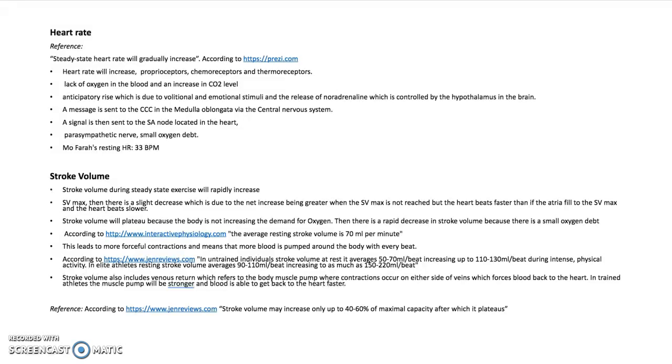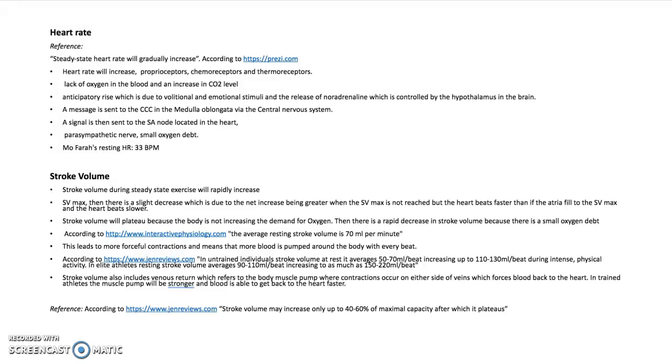As well as this, there is also an increase in heart rate before the exercise, which is the anticipatory rise, which is due to volitional and emotional stimuli. A message is sent to the cardiac control center in the medulla oblongata via the central nervous system. A signal is then sent to the SA node located in the heart via the parasympathetic nerve, where a signal is stimulated. The signal sent also increases the heart rate and means that more blood will reach the working muscles.